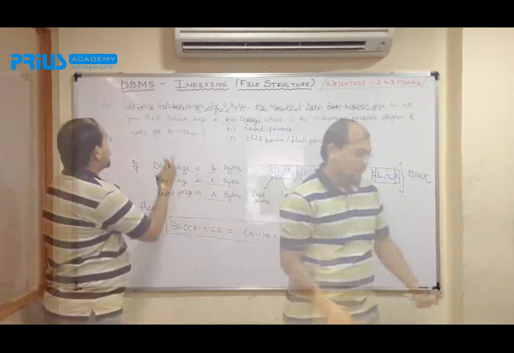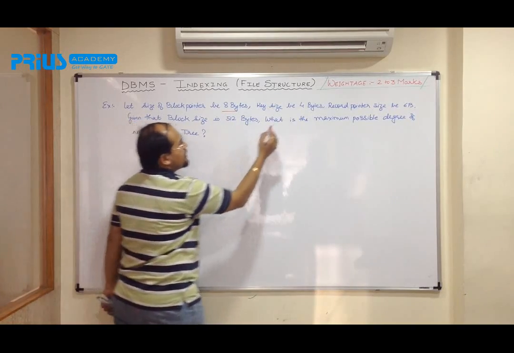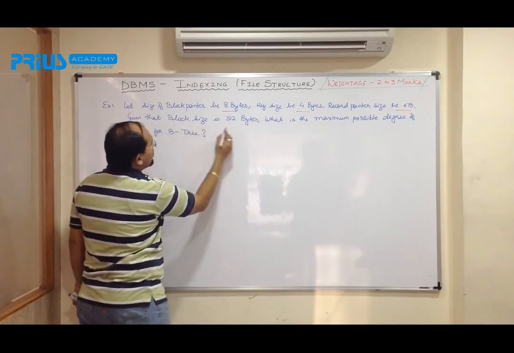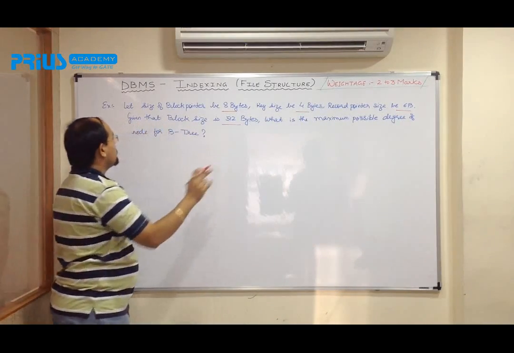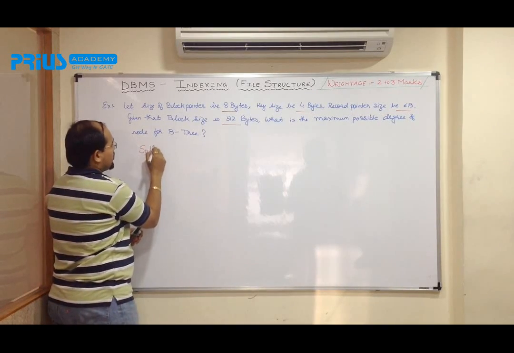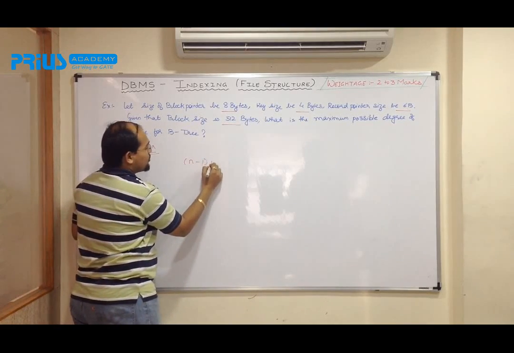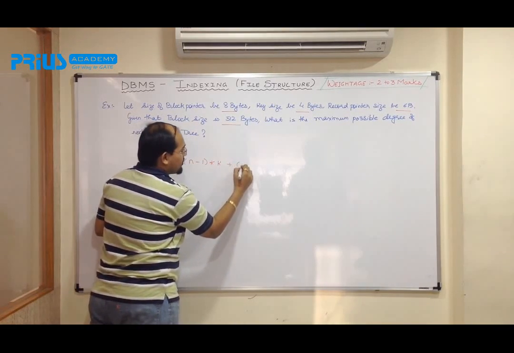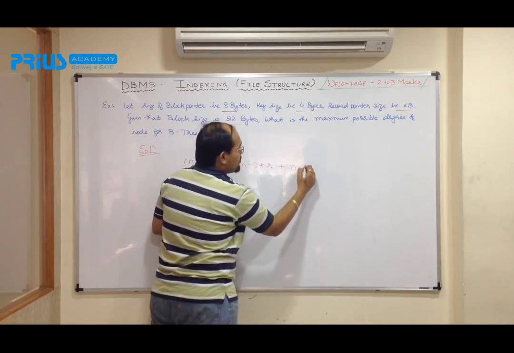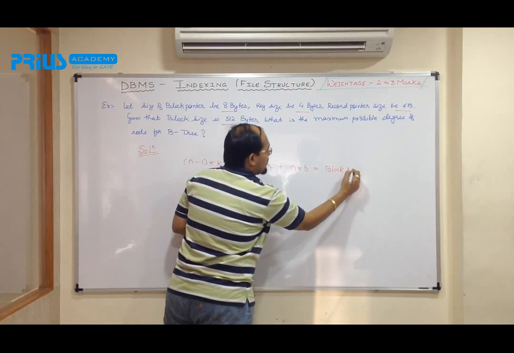So the question is, let the size of the block pointer be 8 bytes, key size be 4 bytes, and record pointer be 6 bytes. And given that the block size is 512 bytes, what is the maximum possible degree for the B-tree? So what should be the solution now? We can use the formula directly, that is n minus 1 into key size plus n minus 1 into record size plus n into the block pointer will be equal to your block size.